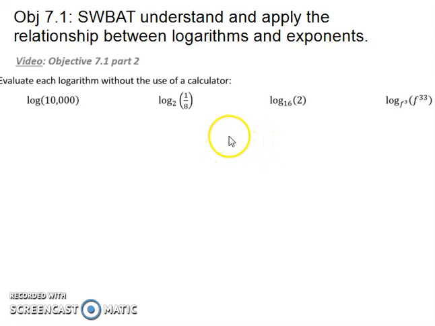Hello. In today's video, we are still understanding and applying the relationship between logs and exponents. Watch the first video if you haven't yet. And just so you notice what we're doing today, we are evaluating logarithms. So like log of 10,000 equals what? And notice that we're doing this without the use of a calculator.